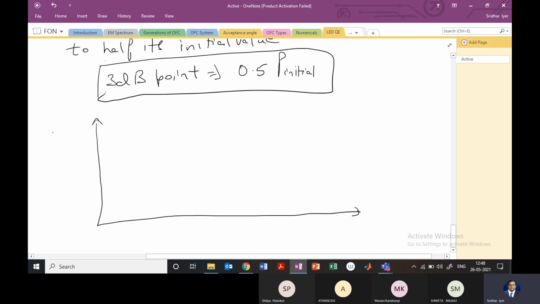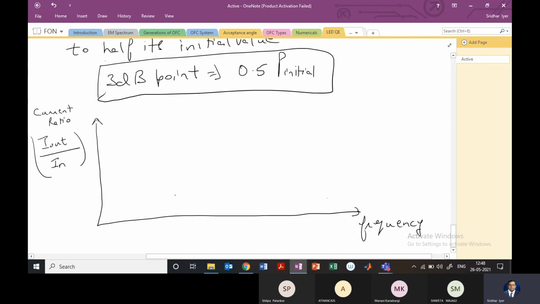On the x-axis, we will have the current ratio. This current ratio will be I out divided by I in, that is, the output current divided by the input current. You can also draw this in terms of voltage. So this is the current ratio, and this on the x-axis will be the frequency.